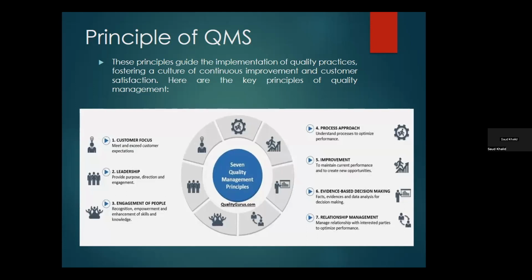Then step 2 is leadership. What is the leadership doing for this company? What is the leadership doing for an industry? What kind of decisions are they taking? On which databases are they going to make a better decision for this organization? Third is the engagement of people. We have to empower our employees. We have to recognize all of the efforts made by our employees and staff, and we have to enhance their skills and knowledge. Next is the process approach.